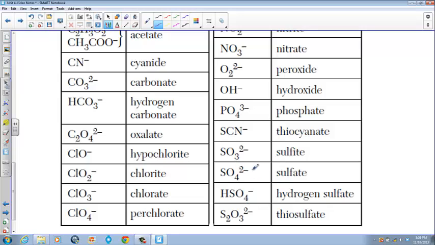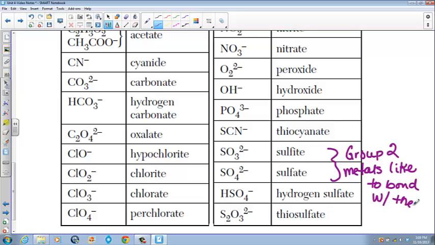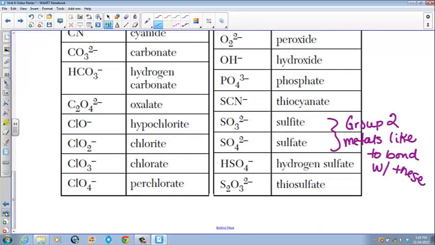Sulfate ion has a 2-, so this will bond with anything from group 2, okay, because group 2 metals will give up 2 electrons, and sulfate ion will gain 2 electrons. So here, group 2 metals like to bond with these. And same thing with anything that is a -2, carbonate. Okay, anything that's a +2 will balance out the -2.